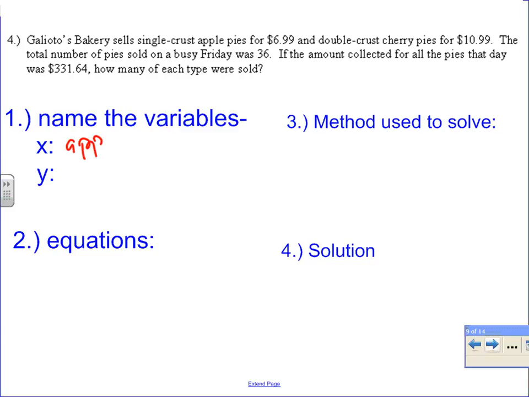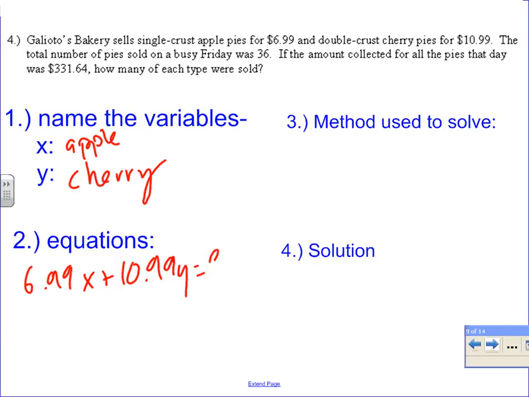Okay. So if you put single crust and then double crust, that is fine as well. I saw some of you guys putting single and double. Heather, what is one of your equations? Good. And how did you know to set it equal to 331? Good job. So here's where some of you guys messed up.